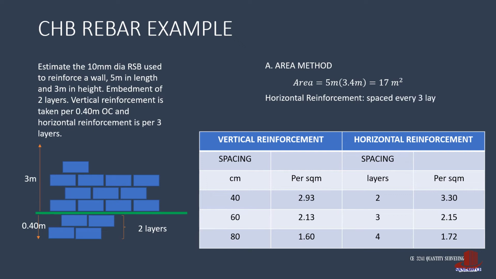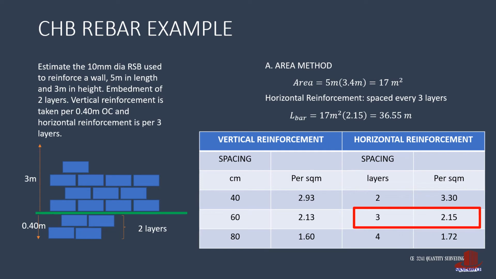The horizontal reinforcement is computed similarly, as the table shows a 2.15 factor for 3 layers. So 17 square meters by 2.15 is equal to 36.55 meters, and this is the total length of D10 bars for horizontal reinforcement.